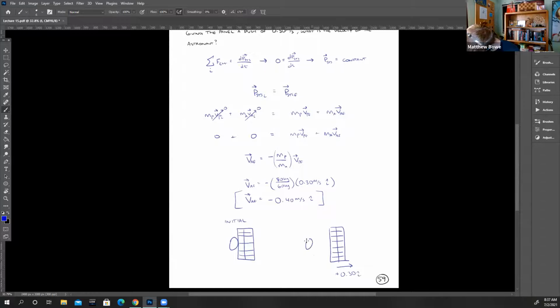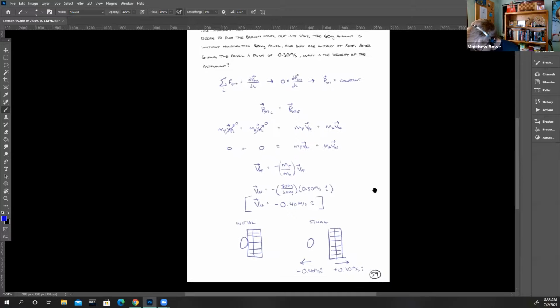And the astronaut moves in the opposite direction. I should be putting meters per second, I hat, meters per second, I hat. There we go. This is the final situation, if I took two pictures of this system. So does this make sense?